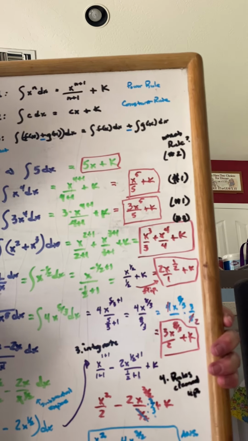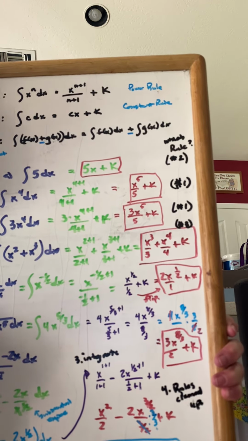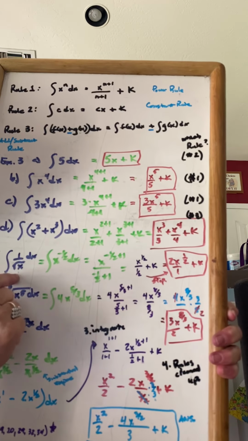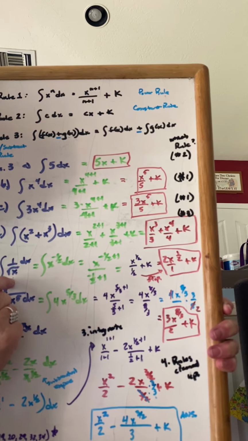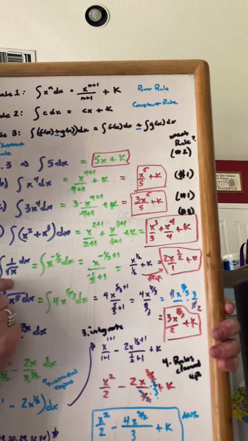All right, so example 4 is where we have some tricks of the trade. So here's one of the tricks of the trade. 1 over the square root of x. Oh, I haven't talked about square roots, and I haven't talked about denominators. Well, we don't have denominators.